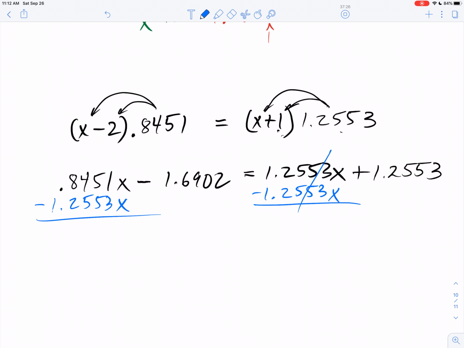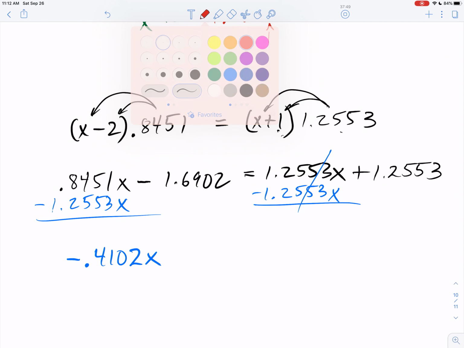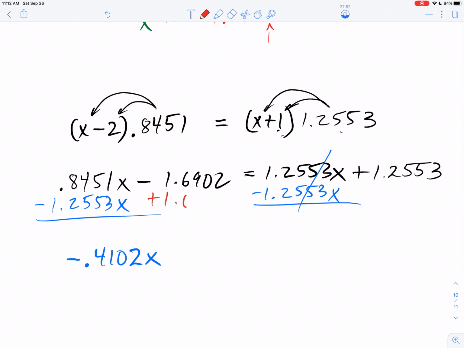So I have 0.8451 take away 1.2553 x's, and I get a grand total here of negative 0.4102 x. That's what I get when I move the x's to one side. Let's move these guys to the other side. Okay, so I'm going to add that to the other side, so it's gone.